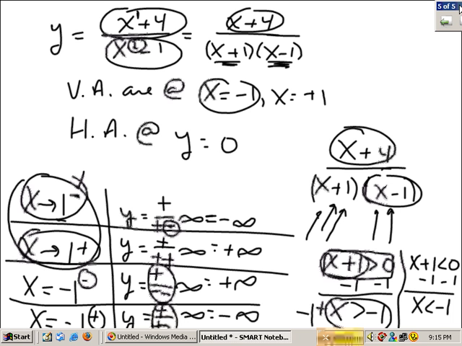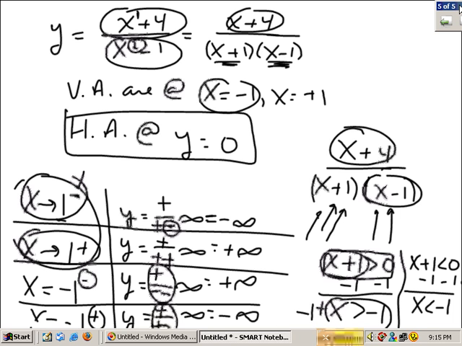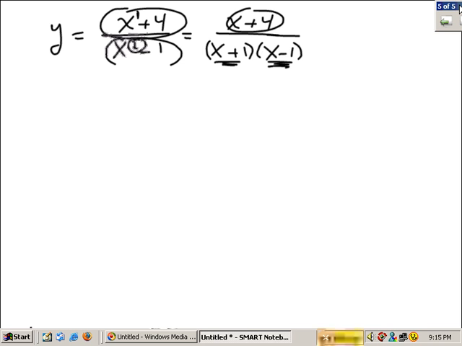And with this information, along with the fact the horizontal asymptote is at 0, we can draw our graph. Okay, let me erase this so I have space to graph. And in the corner, I want to write something.